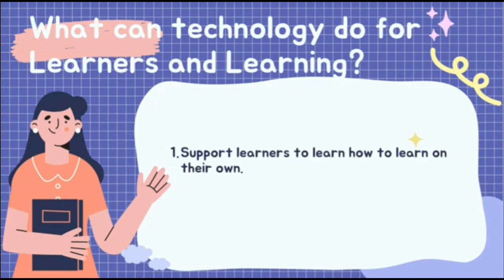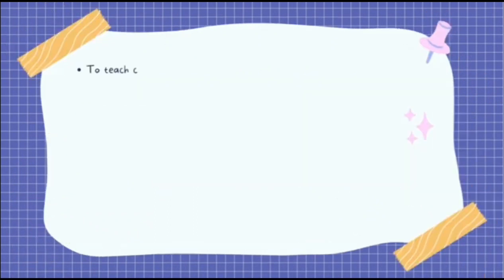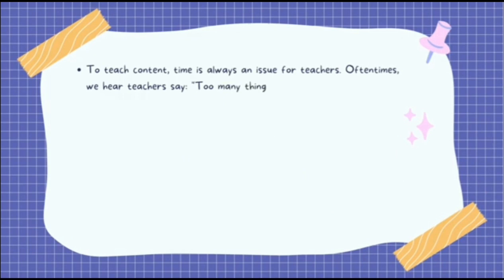Now, let us answer the next question. What can technology do for the learners and learning? Number one is that it enables the learners to learn how to learn on their own. Now, how can technology support the learners to learn on their own?